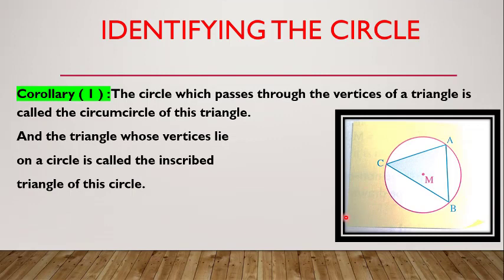Okay, the circle which passes through the vertices of a triangle, like here, the triangle ABC, this circle is called the circumcircle of this triangle. And the triangle whose vertices lie on a circle is called the inscribed triangle. So we have circumcircle and inscribed triangle.